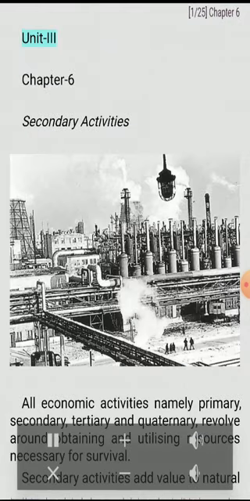Chapter 6. Secondary Activities. Unit 3. Chapter 6. Secondary Activities. All economic activities, namely primary, secondary, tertiary, and quaternary, revolve around obtaining and utilizing resources necessary for survival.